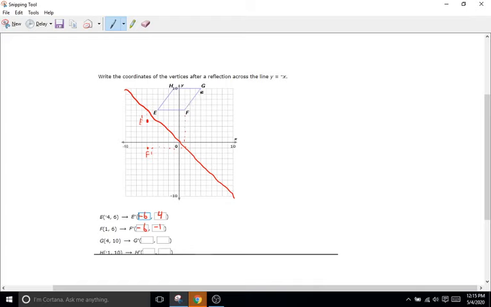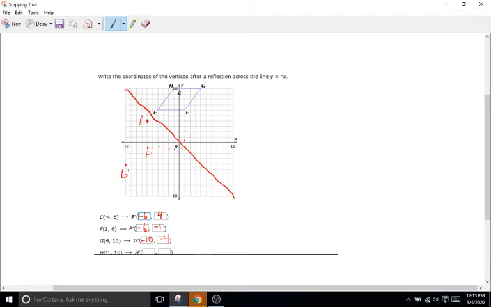Okay, we'll do G now. G is, you count 1, 2, 3, 4, 5, 6, 7, 8, 9, 10, 11, 12, 13, 14, which means you got to move 14 the other direction. So all the way at the end over here. And it looks like that is going to be negative 10, negative 4. And that was G prime.